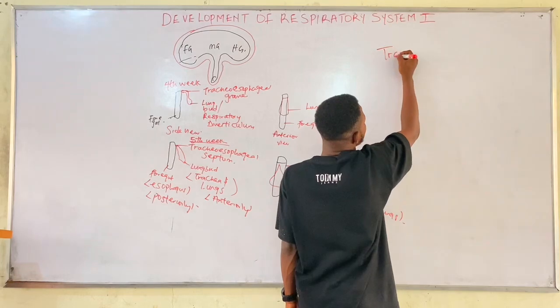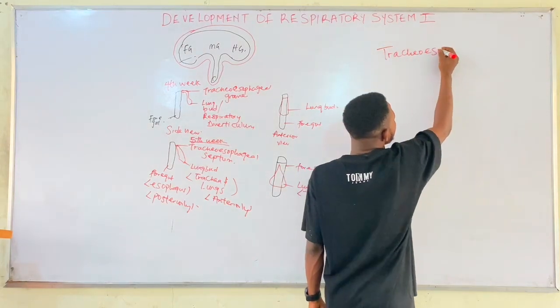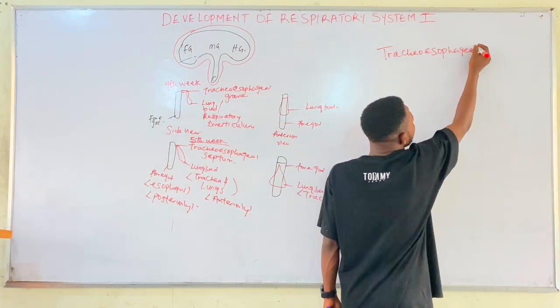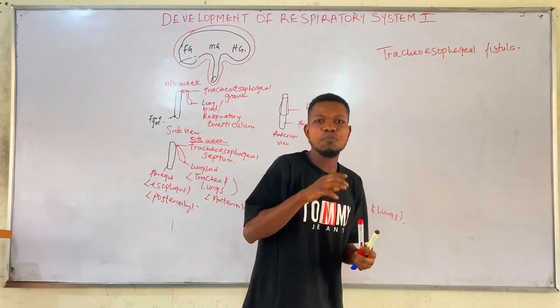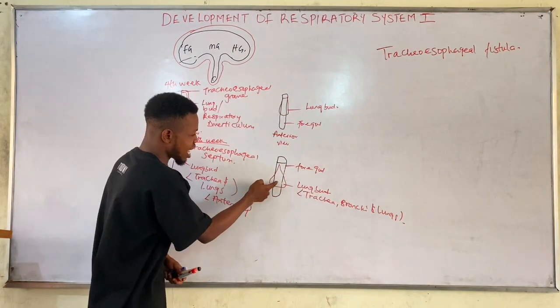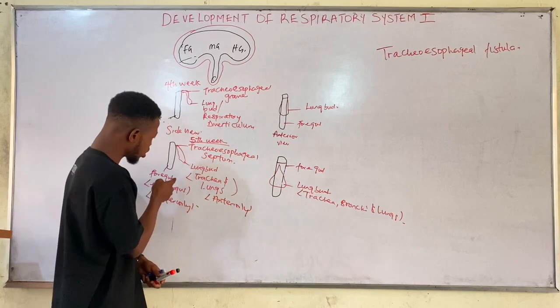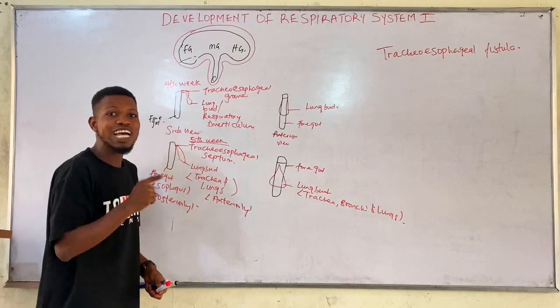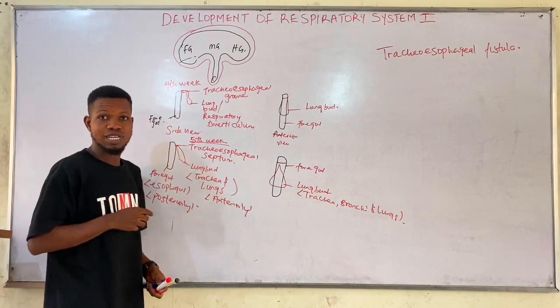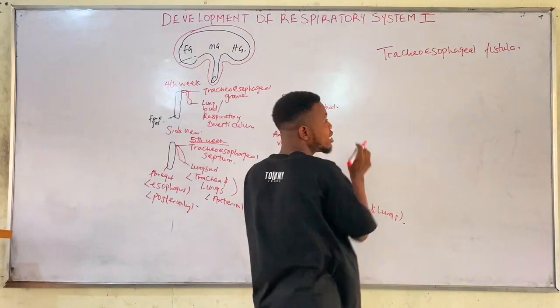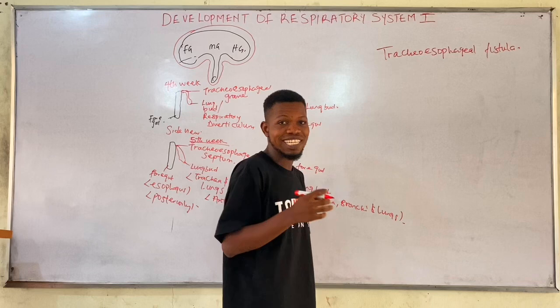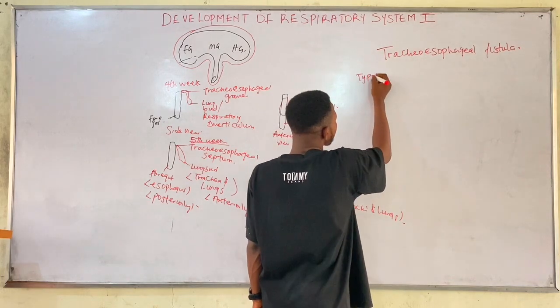So tracheoesophageal fistula is the abnormal communication between the trachea and the esophagus, if there is no formation of the tracheoesophageal septum that can separate the trachea away from the esophagus. We have type A, type B, C, D, and E. For type A, it is something like this.